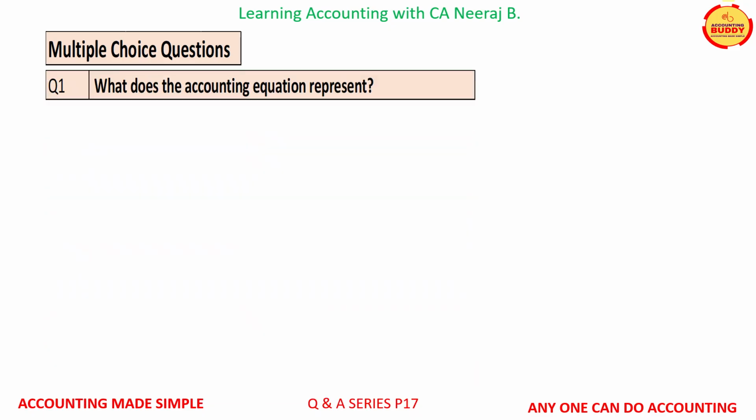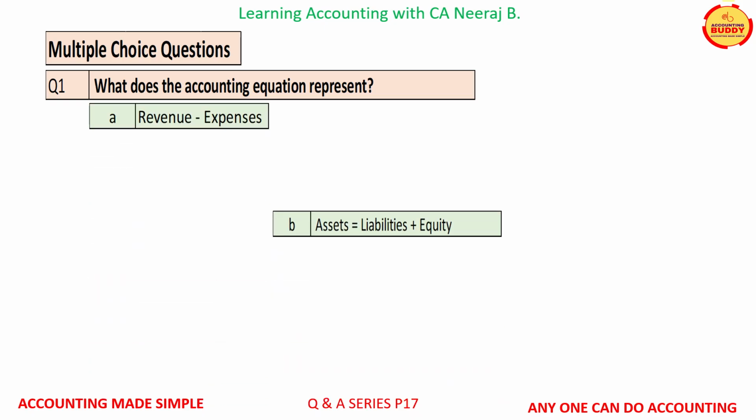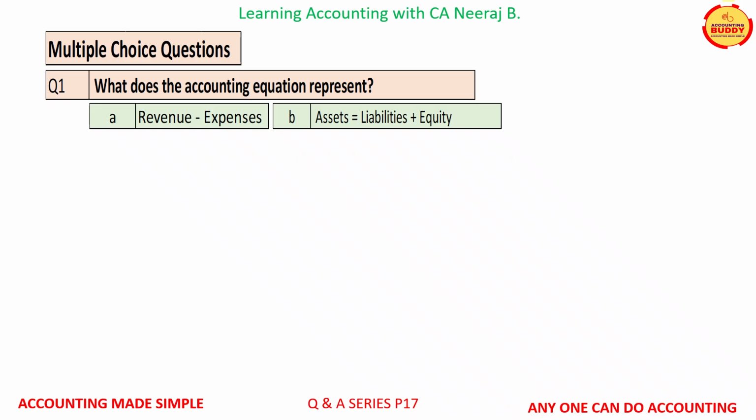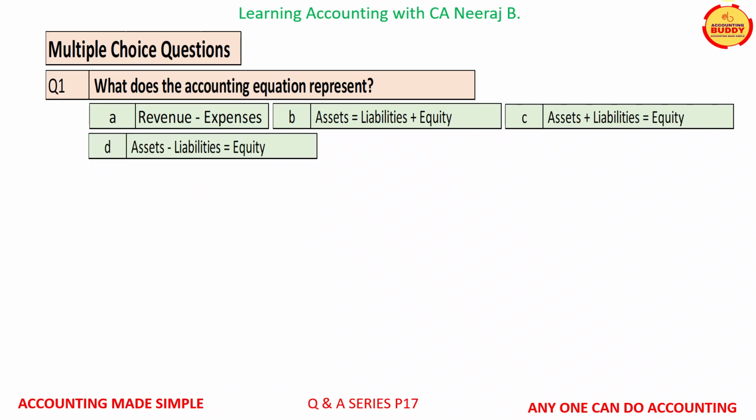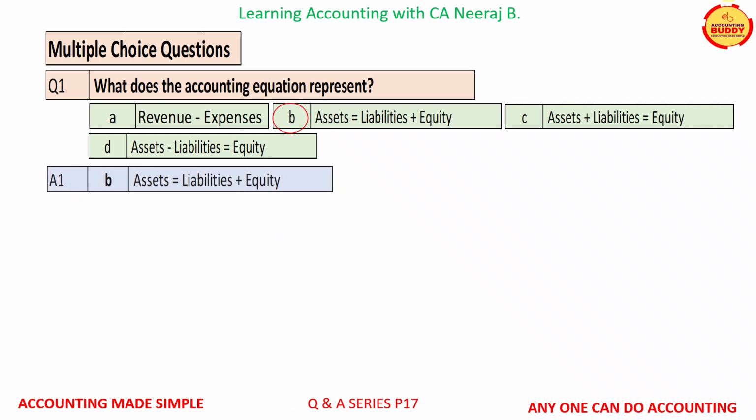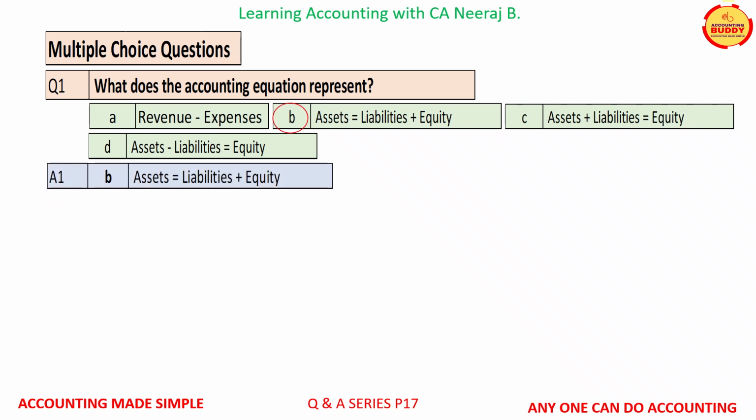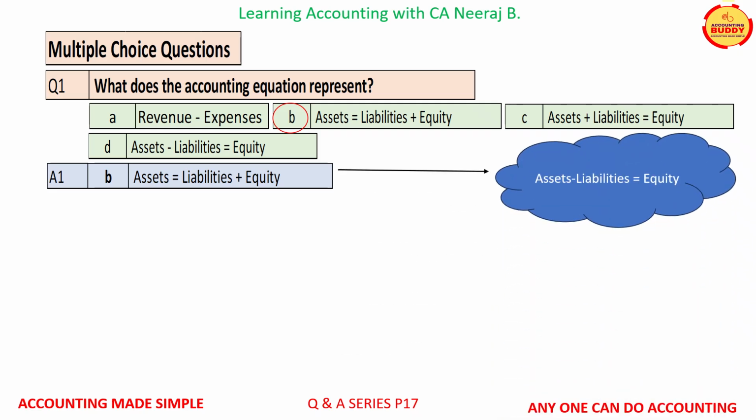Question number 1 on your screens is, what does the accounting equation represent? The options are option A, revenue minus expenses. Option B, assets are equal to liabilities plus equity. Option C, equity is equal to assets plus liabilities. And option D is equity is equal to assets minus liabilities. And we all know the answer is B. Assets of a business are always equal to liabilities plus equity. Another way of representing an accounting equation is displayed on your screens. That is, equity is equal to assets minus liabilities.